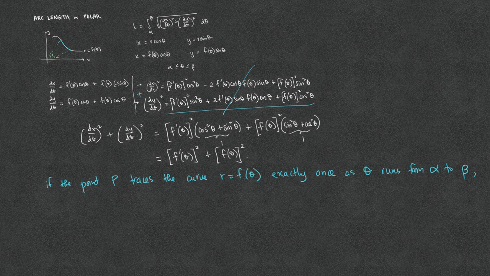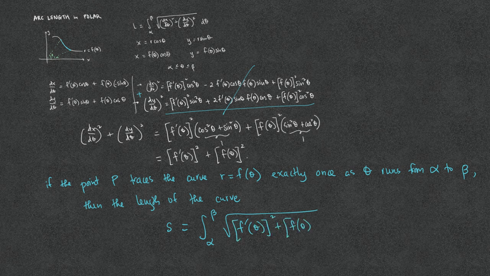The result is summarized as follows. If the point P traces the curve r equals f of theta exactly once, as theta runs from alpha to beta, then the length of the curve, which gives the distance the point travels, is s equals the integral from alpha to beta of the square root of f prime of theta squared plus f of theta squared, d theta. This can be written as the integral from alpha to beta of the square root of r squared plus (dr/d theta) squared, d theta.